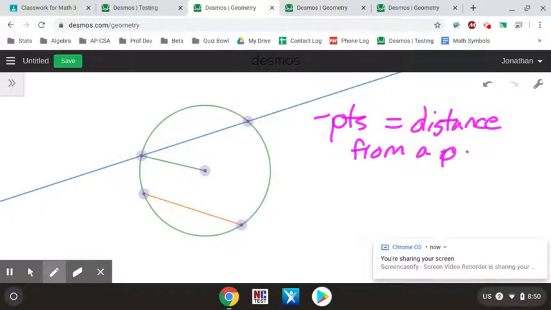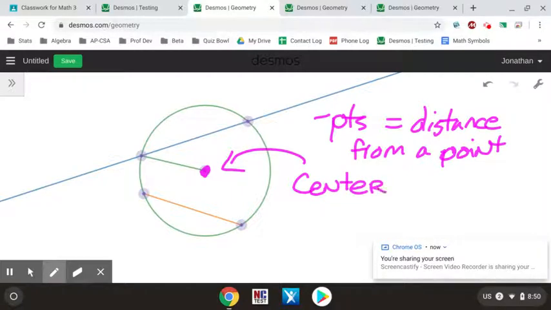And that point that all the other points are equidistant from is called the center of the circle. So this point I'm marking in purple would be the center of the circle. It's just the point right in the middle, pretty obvious. Just to make sure we know these things that should be reviewed hopefully for most of you.